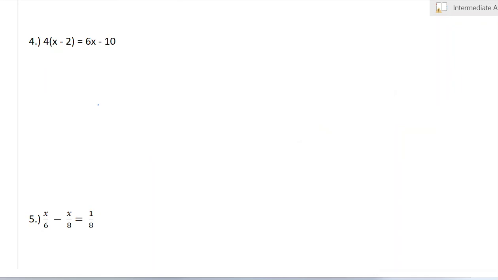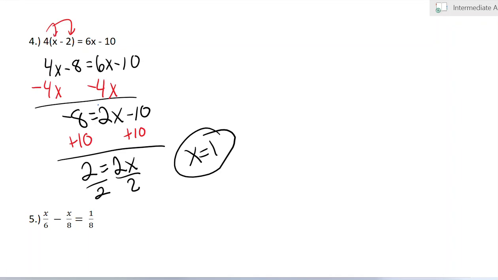I would like you to pause the video and try to solve number 4 by yourself. When you're done, unpause it and make sure that you have it correct. So the answer you should get is 1. If you had something different, make sure you pause it and fix your corrections from the work on the screen.